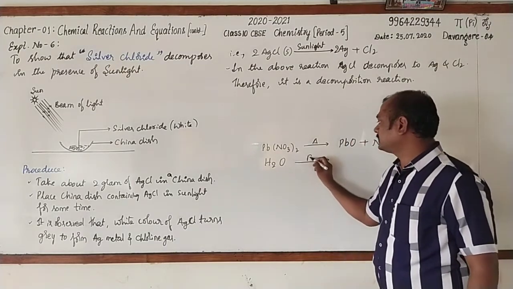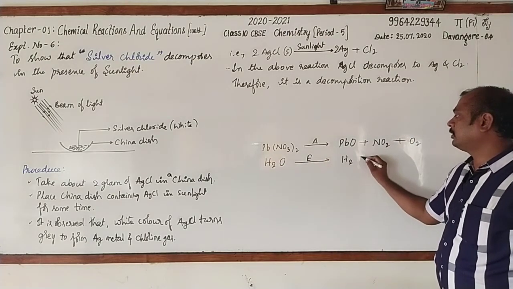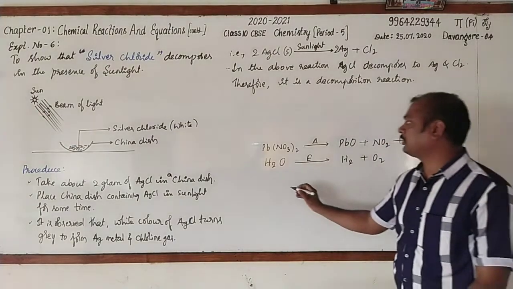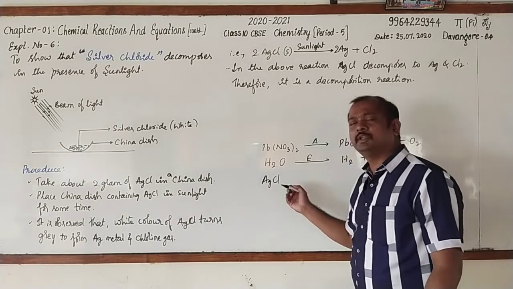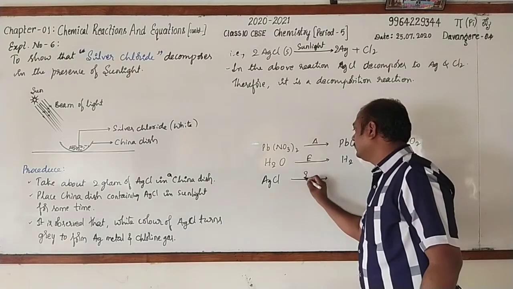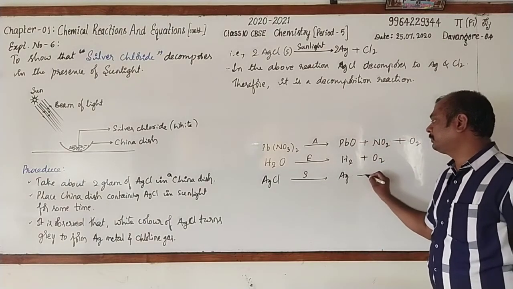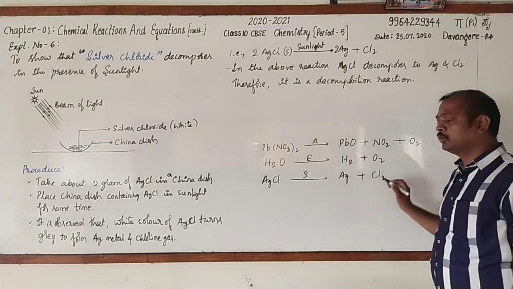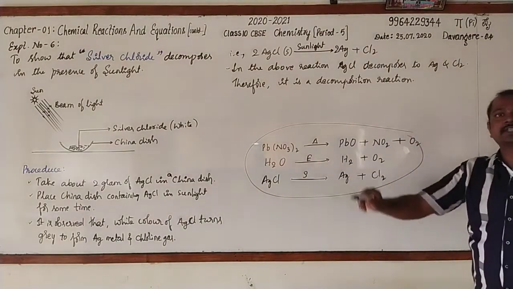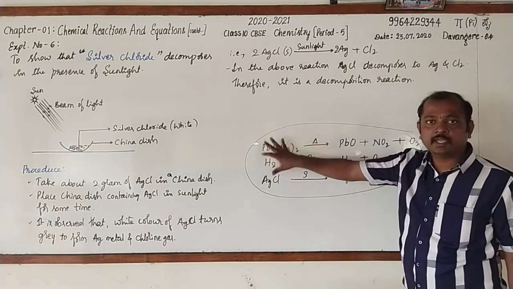When electricity is passed through acidified water, it gets decomposed to hydrogen and oxygen. And one more thing, we have come to know that AgCl, it is also applicable for AgBr, silver bromide. Here silver chloride, when it is exposed to sunlight, then it gets split up into silver and chlorine.